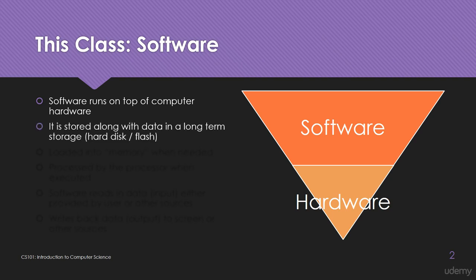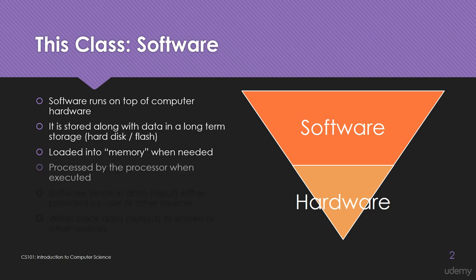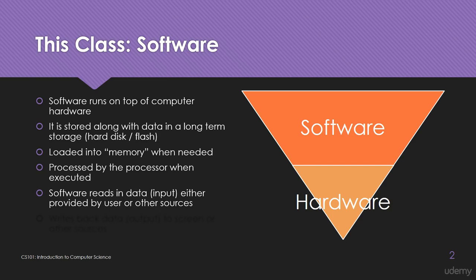So to put it simply, software is stored as data in storage. It's stored on the hard disk or flash drive. It's loaded into memory, RAM, which we talked about in the last class, and it's processed by the processor when executed. So the software is loaded in memory and the hardware runs it, and it reads in data either from the user or other sources.